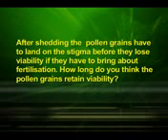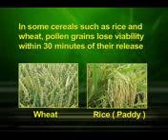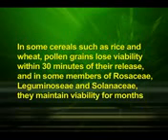After shedding, the pollen grains have to land on the stigma before they lose viability, if they have to bring about fertilization. How long do you think the pollen grains retain viability? The period for which pollen grains remain viable is highly variable and to some extent depends on the prevailing temperature and humidity. In some cereals such as rice and wheat, pollen grains lose viability within 30 minutes of their release. And in some members of Rosaceae, Leguminosae and Solanaceae, they maintain viability for months.